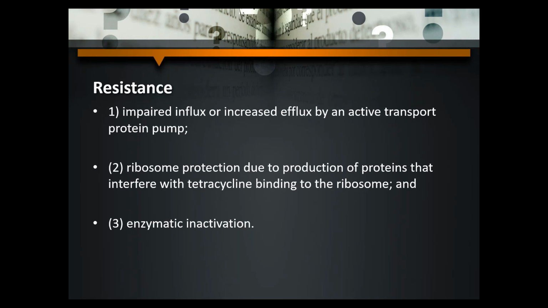The second one is that ribosome protection proteins will be formed. Those ribosome protection proteins interfere with tetracycline binding to the 30S ribosome, if they have a very high capacity to prevent the binding. Another one is enzymatic inactivation: bacteria produce enzymes which inactivate this antimicrobial agent. So these are the three main ways of resistance.